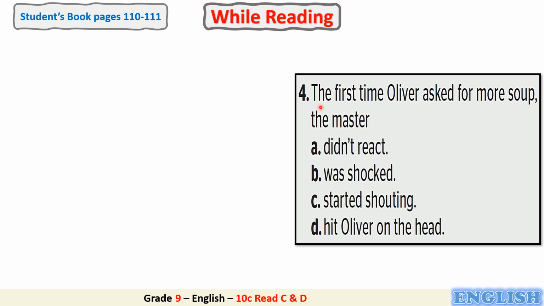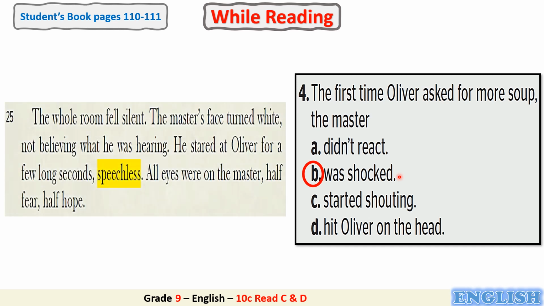Number 4. The first time Oliver asked for more soup, the master didn't react, was shocked, started shouting, or hit Oliver on the head. Excellent, my students. The master was shocked. Can you find a clue in the text to justify your answer? Very good, my students. The master's face turned white, not believing what he was hearing. He stared at Oliver for a few long seconds, speechless. Well done, my students.